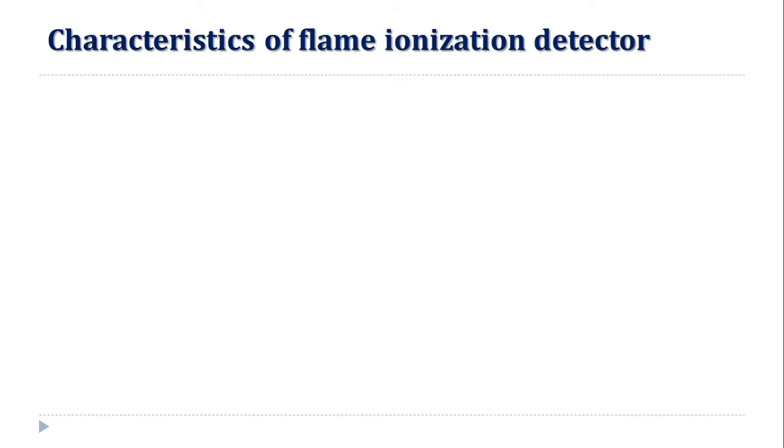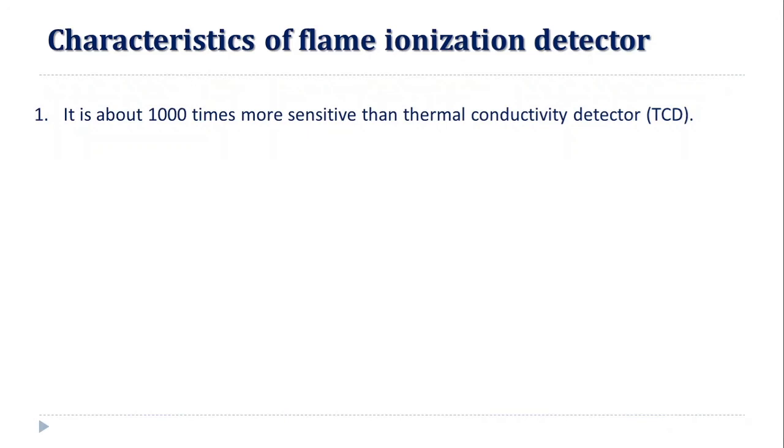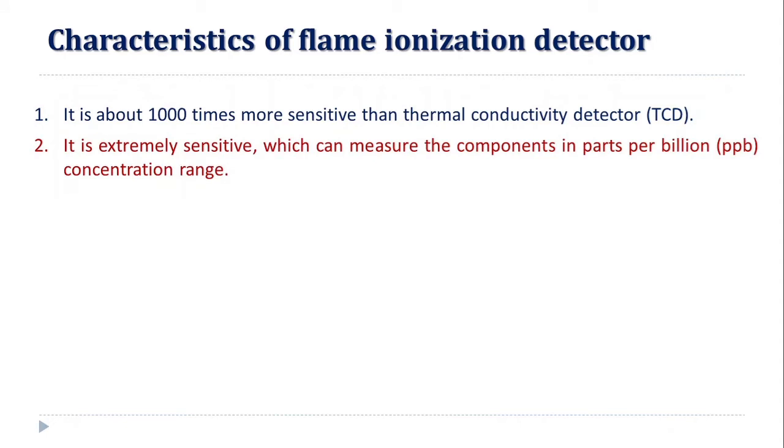Now, what are the characteristics of the flame ionization detector? It is about 1000 times more sensitive than the thermal conductivity detector. So the sensitivity of the FID, flame ionization detector, is around 1000 times more than the thermal conductivity detector. It is extremely sensitive, and can measure components in the part per billion, that is ppb, concentration range.